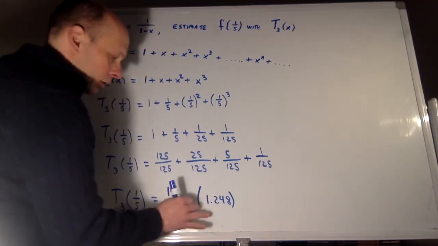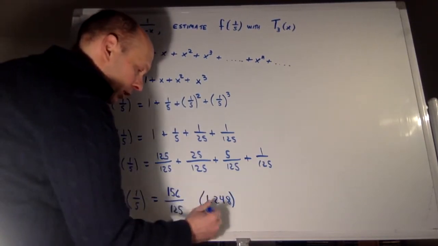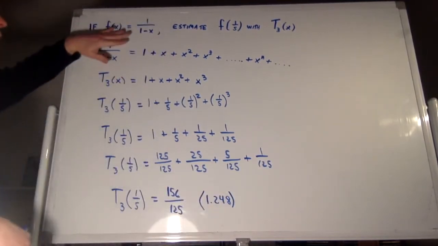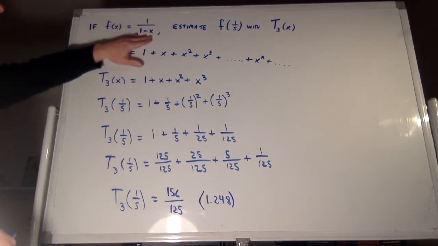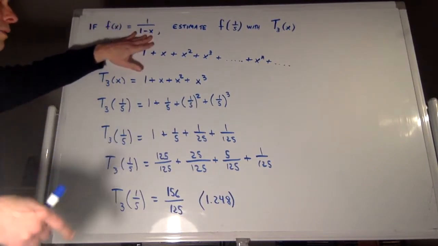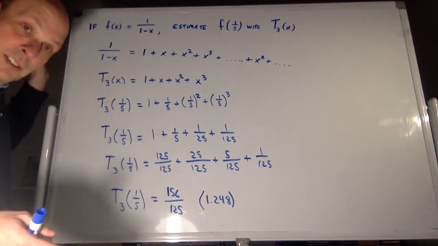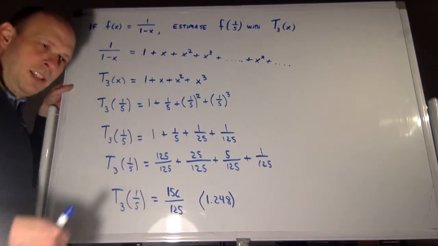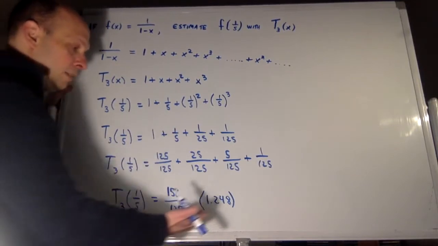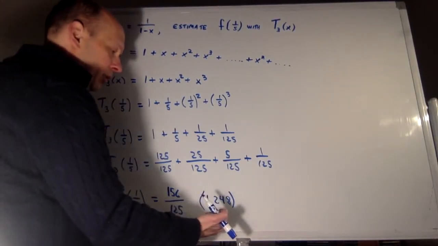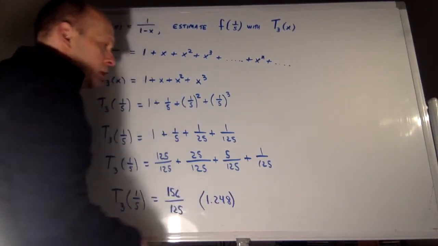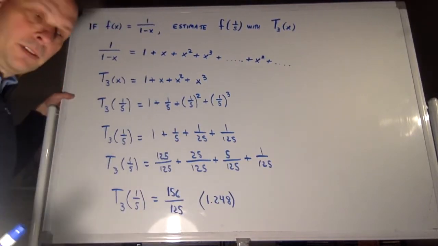Okay? Now, of course, this is a pretty easy function to plug a number into. If you actually plugged in 1/5 here, you get 1 minus 1/5, which is 1 over 4/5, which is 5/4, right? And 5/4 is 1 1/4, or 1.25. So not bad, right? 1.248. But our goal is going to be to find that error bound.